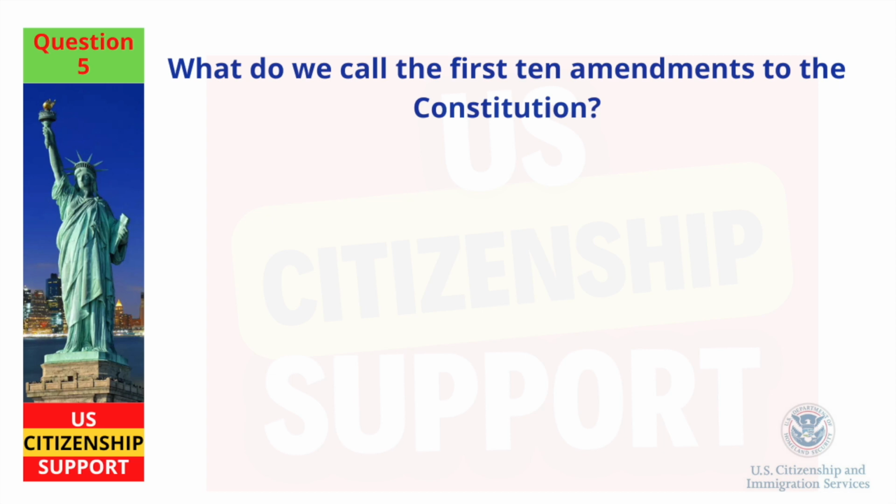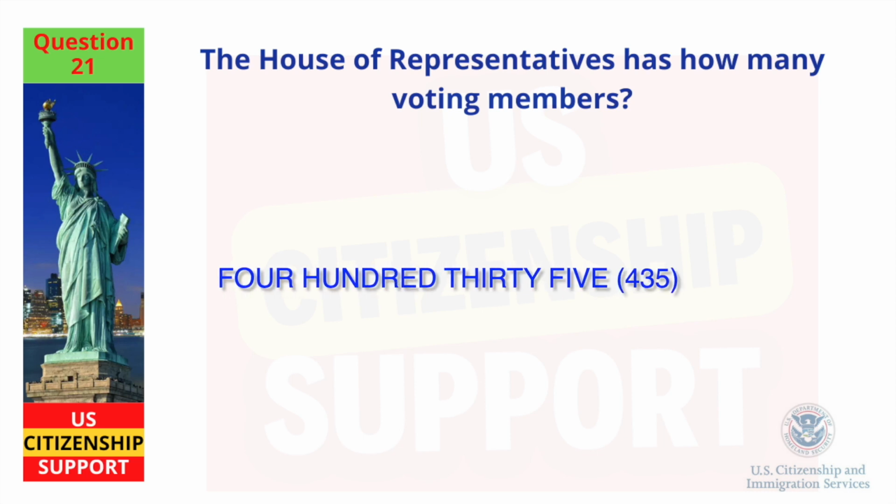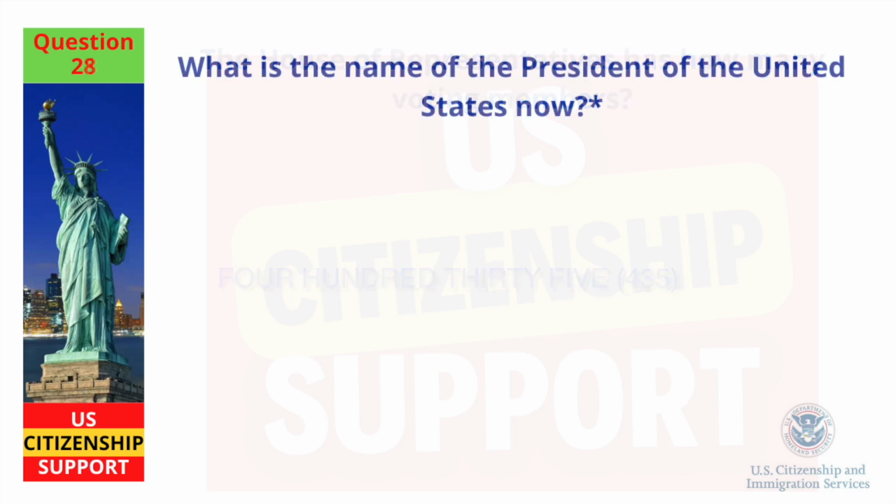What do you call the first 10 amendments to the Constitution? The Bill of Rights. The House of Representatives has how many voting members? 435. What is the name of the President of the United States now? Joe Biden.